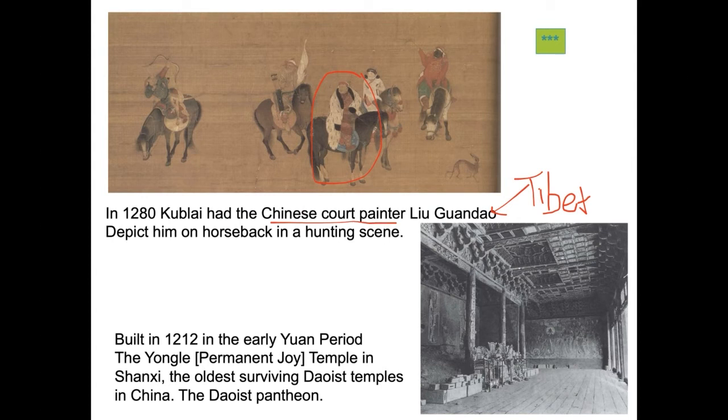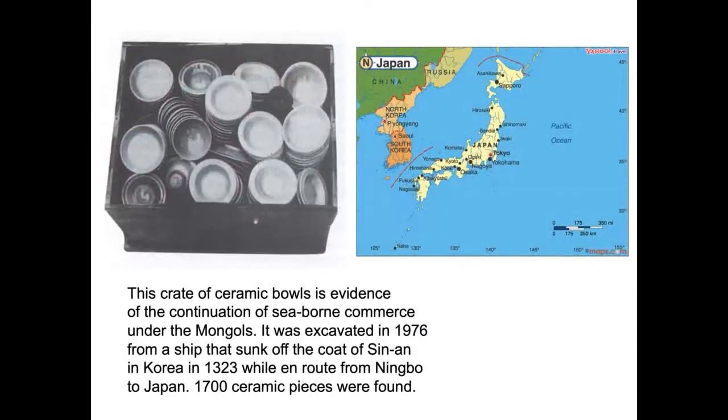So this is the Taoist temple that dates from the Yuan dynasty. And then international trade was very robust. So this is the Mongol boat that sank somewhere around here. And in it, we excavated a lot of Chinese porcelain from 1320.